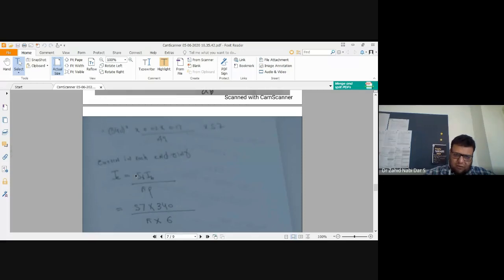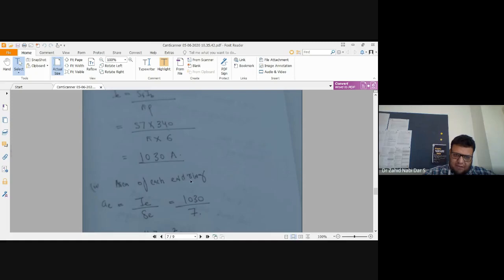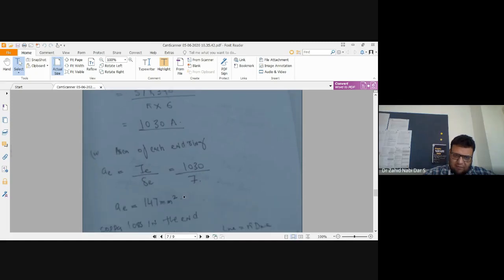Now, the end ring current formula, as I told you yesterday: I_E = S_R × I_B / (π × p), where p is the number of poles. The number of poles is 6, S_R is 57. This is calculated, π is calculated. So the end ring current we received is 1030. For the area of each end ring, we have assumed the current density of 7. A_E is equal to 1030 divided by 7, so this comes to around 147 mm².